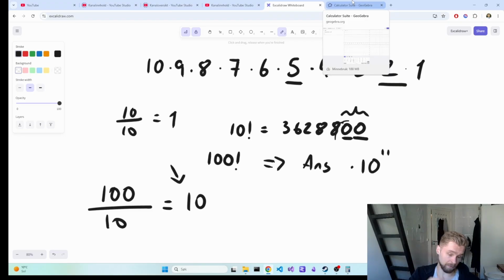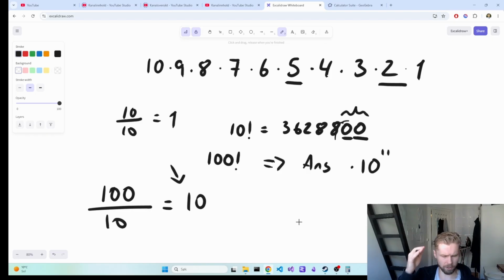Here I got 2 zeros though. And I swear it's because I got that 10 and I got this 10 that I can create from the 5 and the 2. Dude, I think it's still 11. I don't know. 11.